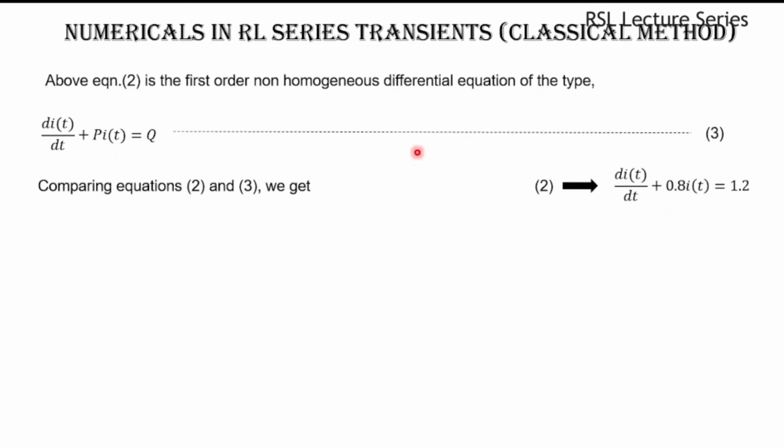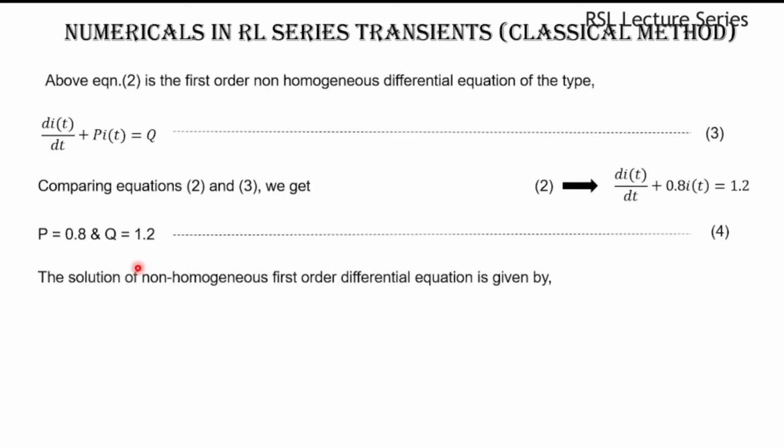On comparison, we will get the values of P and Q. If we compare these two equations, in place of P we have 0.8 and in place of Q we have 1.2. So we can write P = 0.8 and Q = 1.2. This is equation number 4.